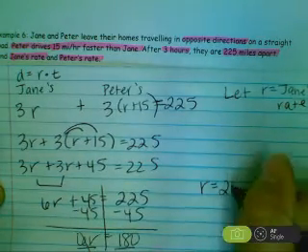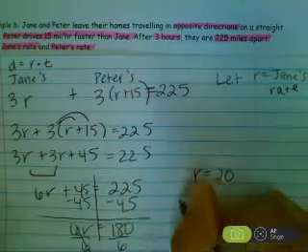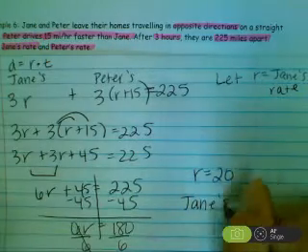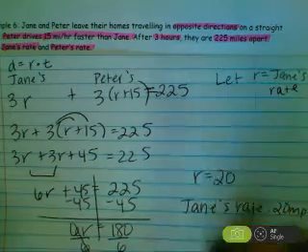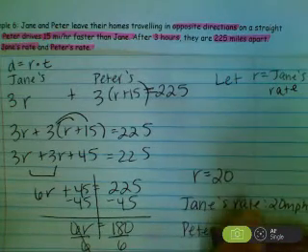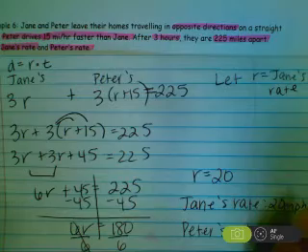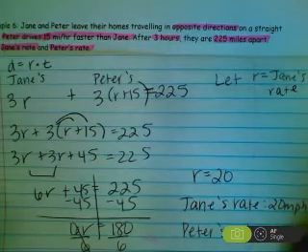R equals 20, and since that R is Jane's rate, I know that Jane's rate is 20 miles per hour, and Peter's rate is 15 miles faster, so Peter's rate is 35 miles per hour.